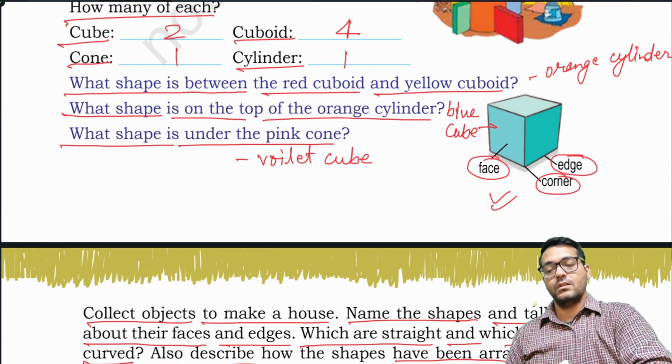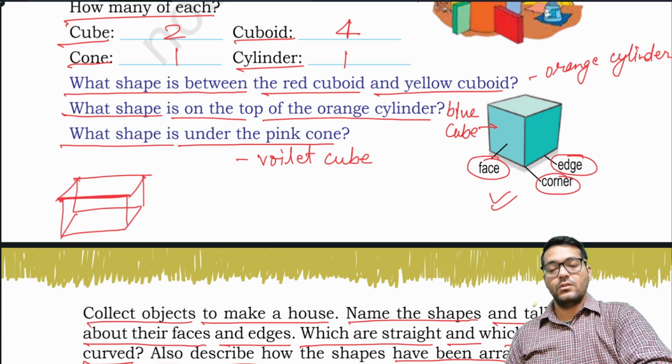Let's count the number of faces, corners and edges in a cuboid. If you see, a cuboid is made up of 12 edges. 4 on the top, 1, 2, 3, 4, 4 at the bottom and 4 in the vertical direction. That means 4 plus 4 plus 4. That is 12 edges.